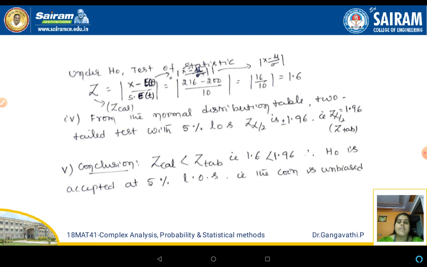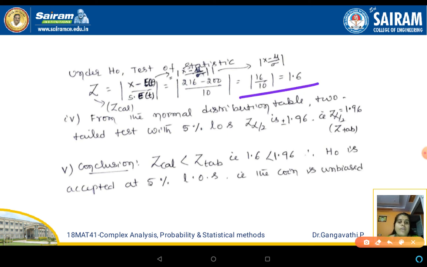So from the normal distribution table, the two-tailed test with 5% level of significance is plus or minus 1.96. That is minus 1.96 to plus 1.96. That is the standard value given for the 5% level of significance. It is given in the problem also to test with the 5% level of significance. Therefore, we are considering it. So when you look at these values, the standard value is plus 1.96.